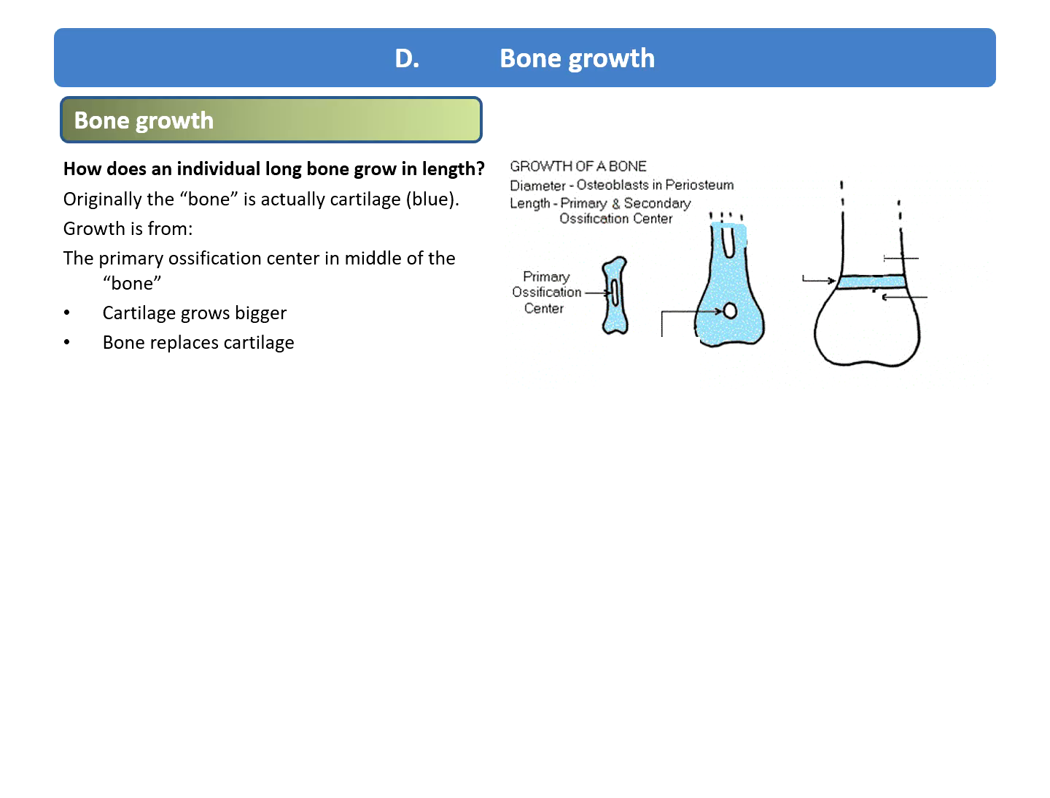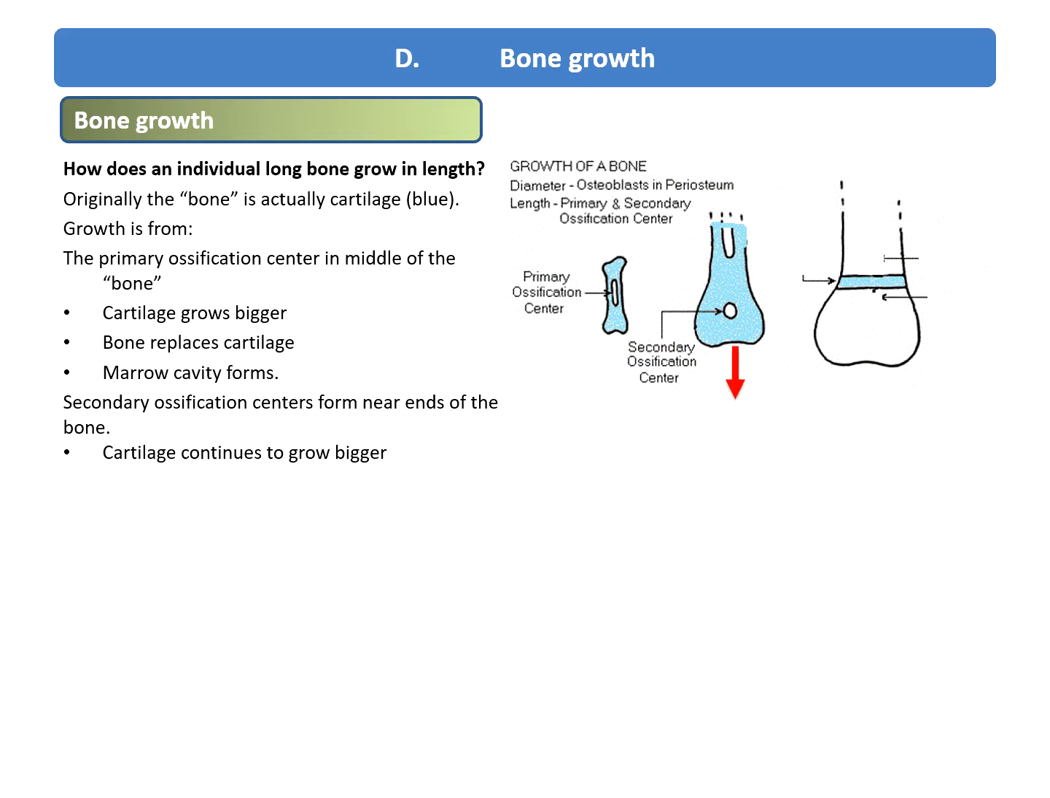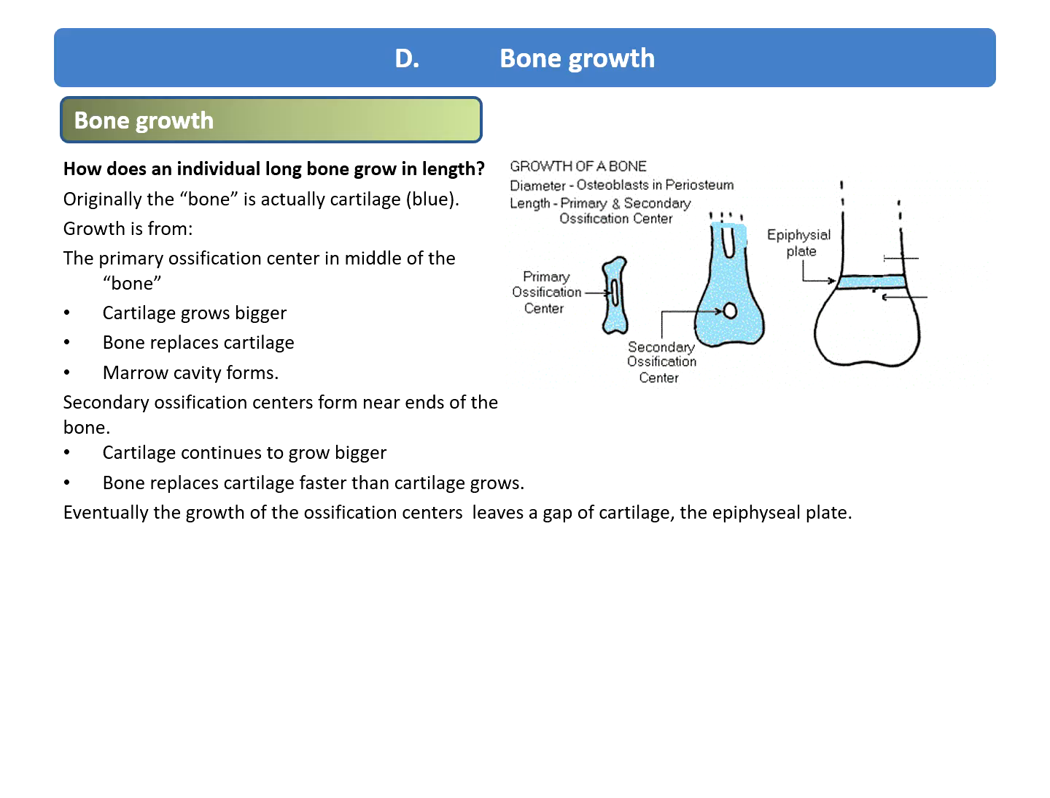Bone replaces cartilage, and a marrow cavity begins to form within the bone. A secondary ossification center begins to form near the ends of the bone. Cartilage continues to grow bigger, while bone is replacing cartilage actually faster than the cartilage is growing. Eventually, the growth of the ossification centers leaves a gap of cartilage, the epiphysial plate.